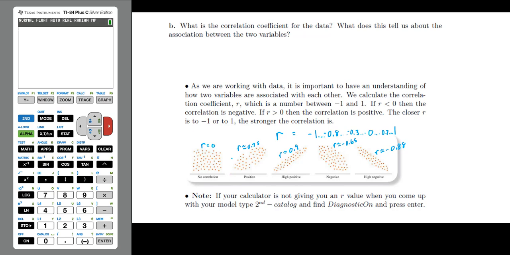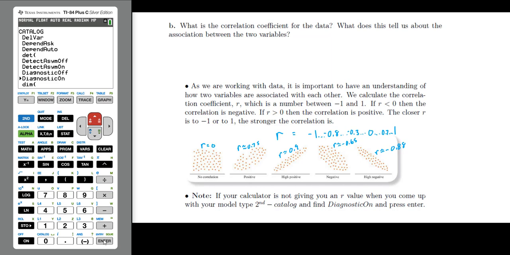Okay. And so in order to find it, what you do is you make sure that you have your diagnostics turned on your calculator. So what I do is I hit second catalog, and catalog is the second function of 0. And you've got this big long list here, and I'm going to scroll down until I get to the D's.